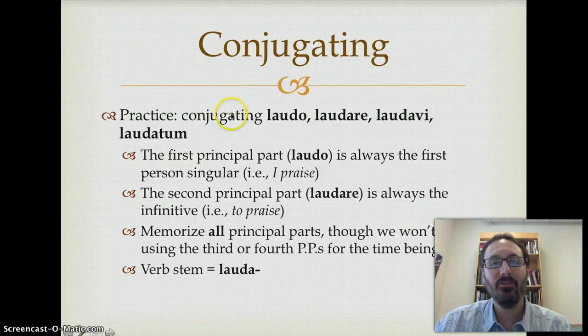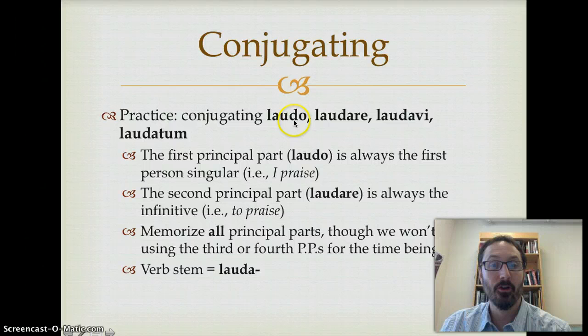So, when you conjugate a verb, as we're about to do with laudo, laudare, laudavi, laudatum, you go to that verb and you look at its principal parts. The first principal part is always the first person singular in the present indicative active. So you'll note that it ends in an o, just like that first person singular ending in o, s, t, mus, tis, unt. So that's always the first person singular, and so it means I verb. In this case, I praise, because that's what this verb means. The second principal part, as I mentioned before, is always the infinitive, and so that always translates as to verb, in this case, to praise.